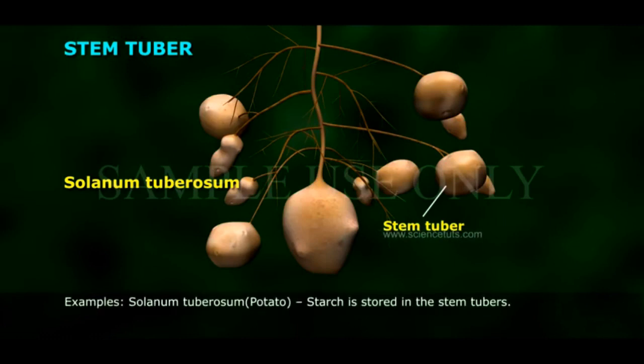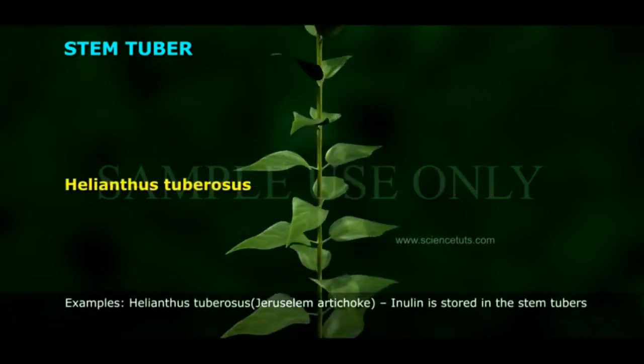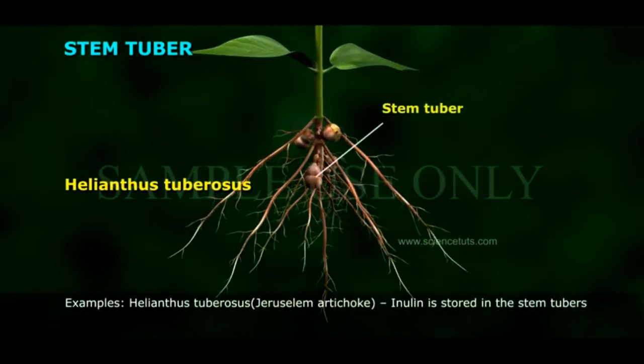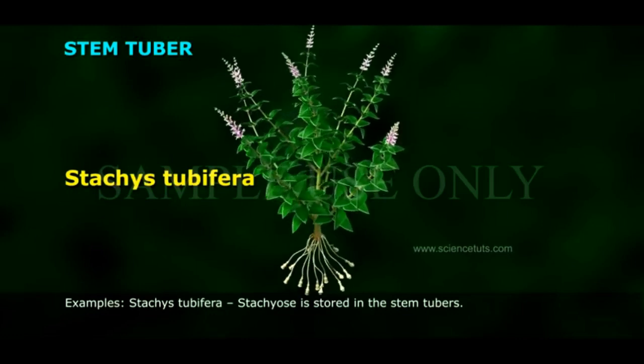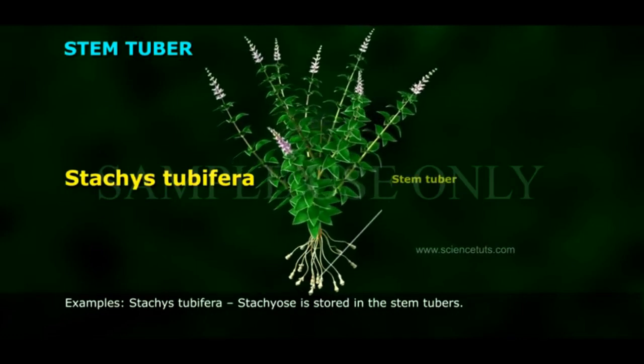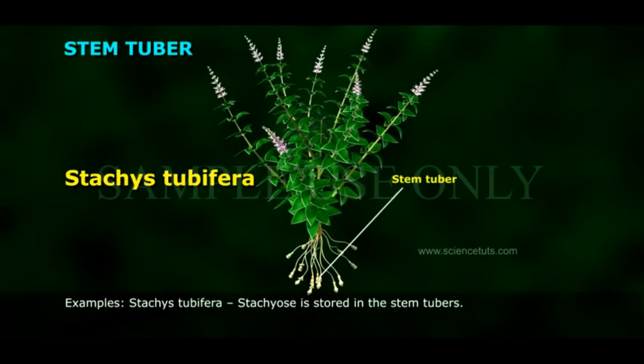Examples: Solanum tuberosum, potato. Starch is stored in the stem tubers. Helianthus tuberosus, Jerusalem artichoke. Inulin is stored in the stem tubers. Stachys tubifera. Stachyose is stored in the stem tubers.